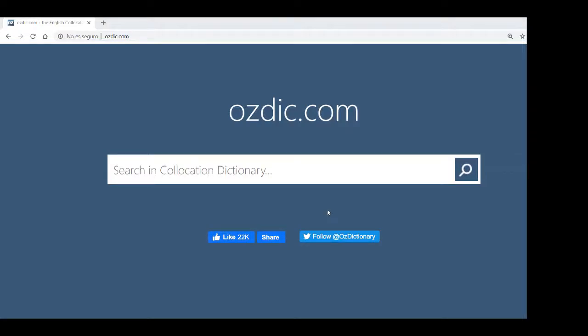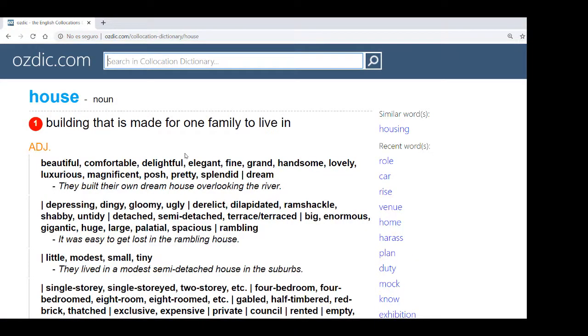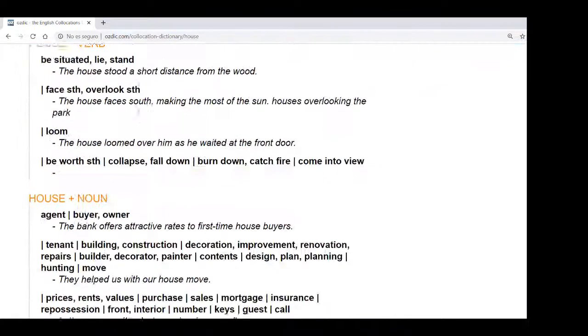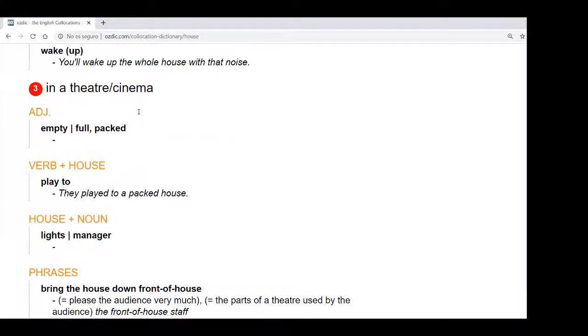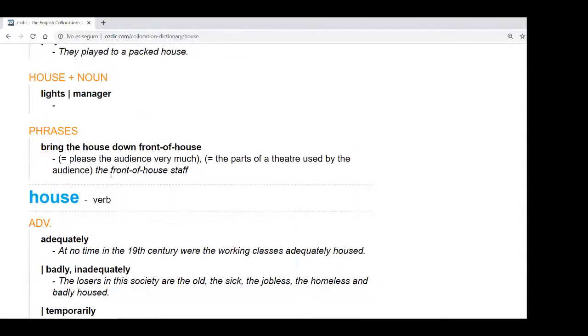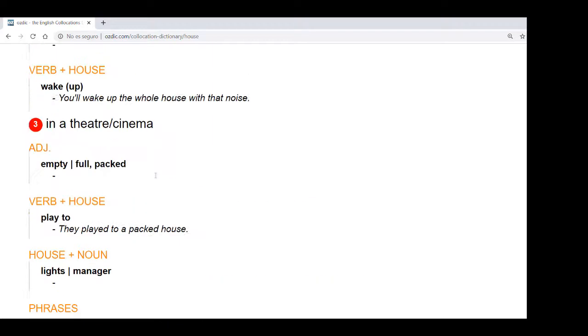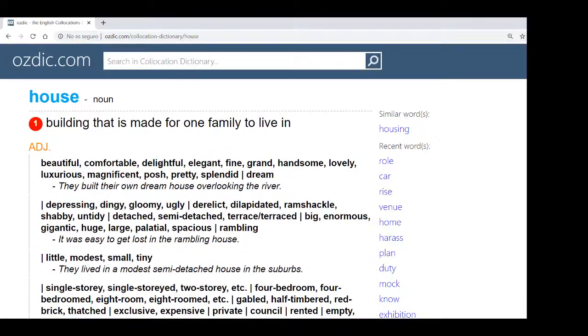Now let's work with the following word. Let's look up the word house. Here you can see that the word house can work as a noun, but if you scroll down you can also see that the word house can work as a verb. In this particular case, our focus would be the word house working as a noun.